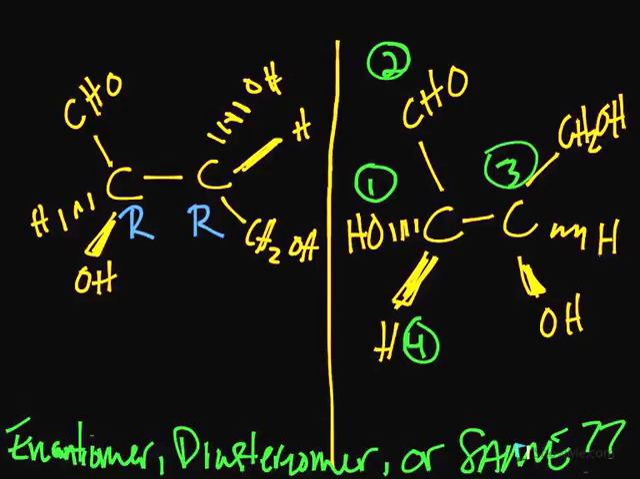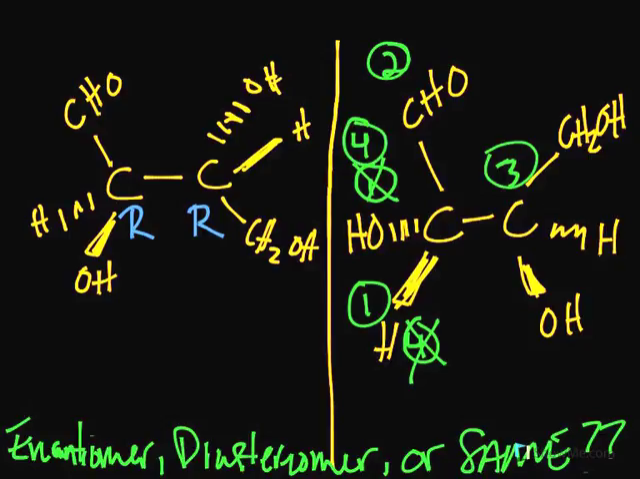All right, so I'm going to want my fourth group pointing towards the back, so I'm going to switch that with number 1, and I'm going to make this number 4. The hydrogen is going to be number 1, and the OH is going to be number 4 right there.